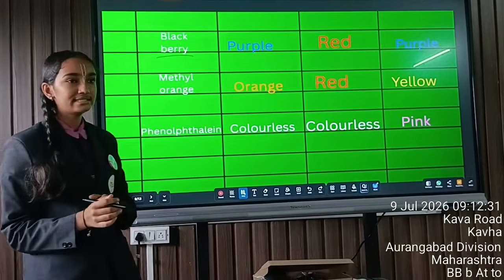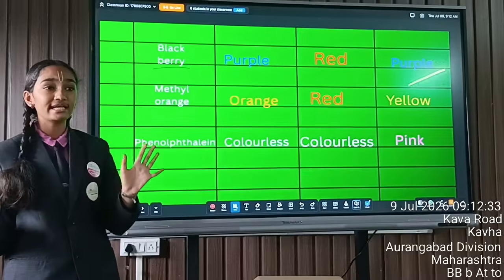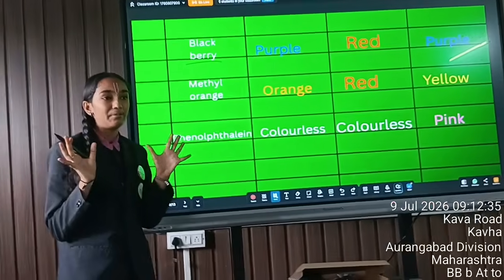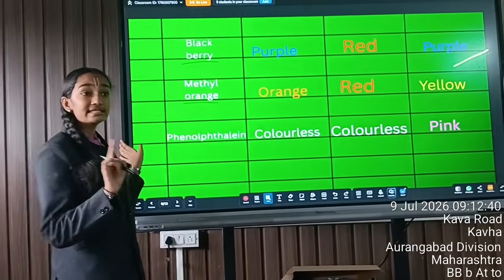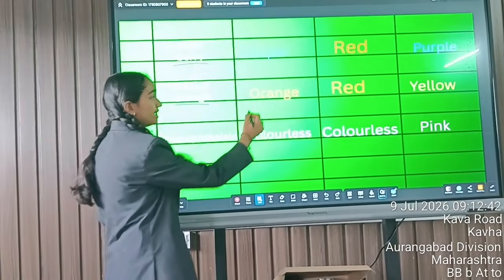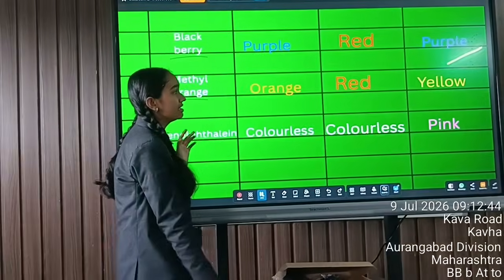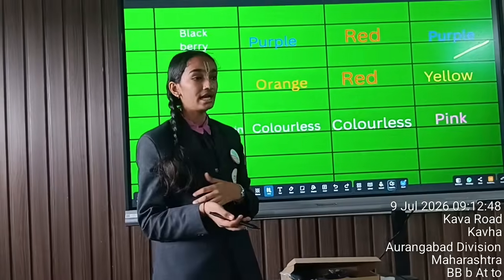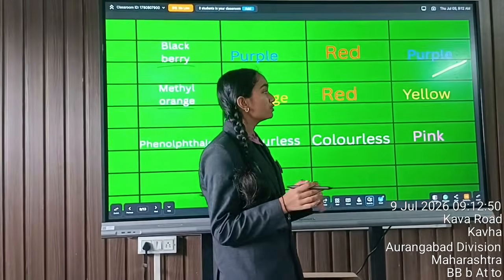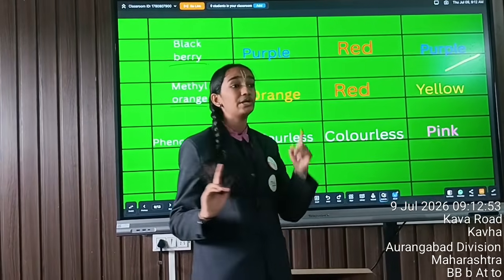Moving towards the next indicators, which are synthetic indicators, meaning those prepared in the laboratory. First one is methyl orange. Methyl orange is a synthetic indicator whose natural color is orange, as the name indicates. When it is added into the acidic solution, it changes its color into red, and when it is added into the basic solution, it changes its color into yellow.